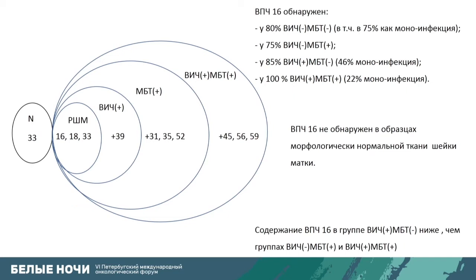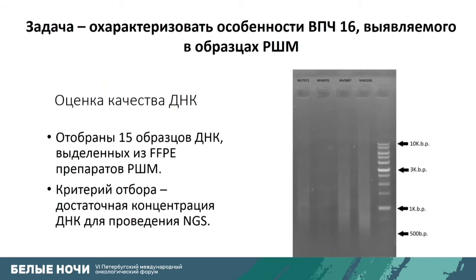This slide shows how the number of HPV samples is increasing in non-immunocompromised patients. It's 16, 18, 33. 33 was detected in normal samples of the cervix. In HIV plus, we have 39, TB plus 31, 35, 52, and in HIV plus TB plus, we have additional 45, 56, and 59 types of HPV. HPV 16 in HIV plus TB plus is low comparing to other groups. A mycobacteria infection is correlated with the increase in the type of HPV 16 in the real-time PCR.